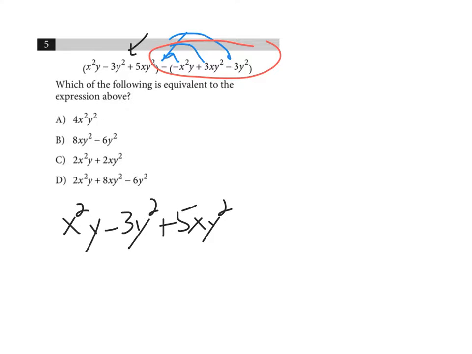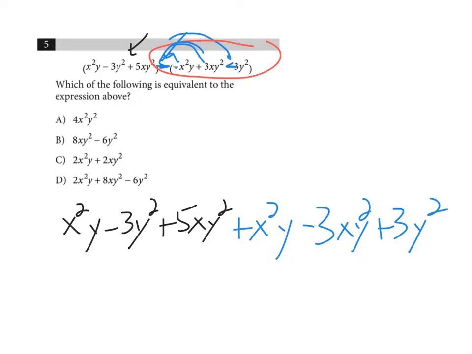second polynomial. So here a negative negative is going to give you a positive x squared y. A negative times a positive gives you a negative 3xy squared. And then a negative times a negative gives you a positive 3y squared. Now what we're going to do is combine all the like terms. So here we have a 1 x squared y and another 1 x squared y.